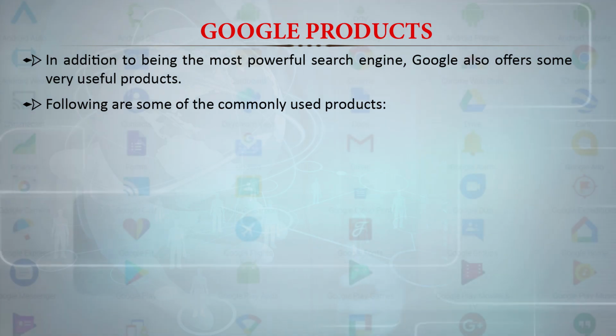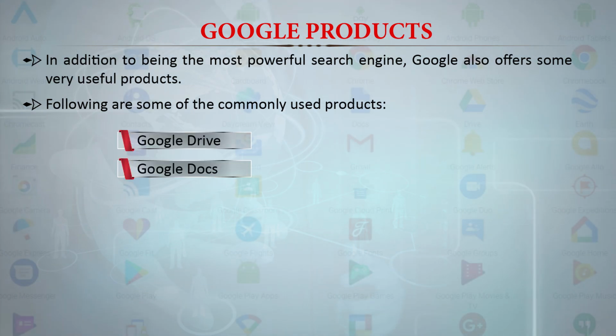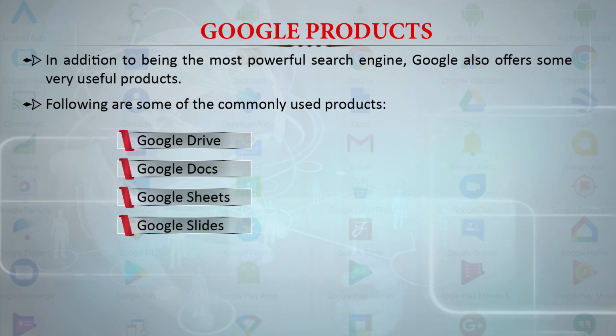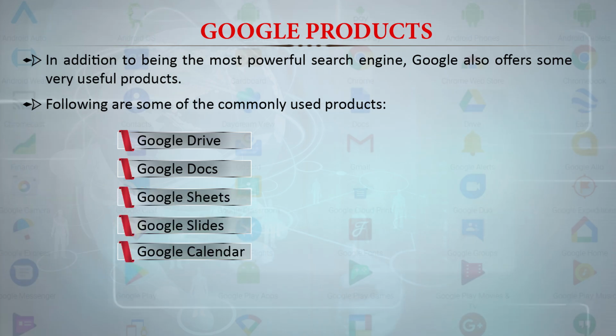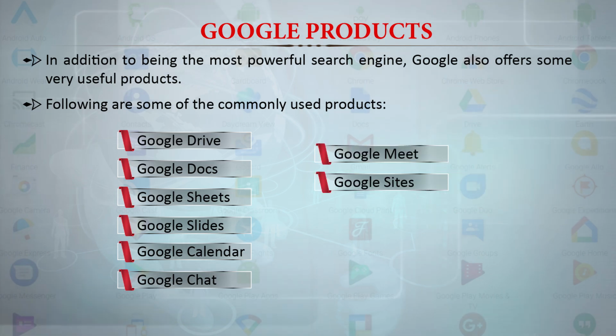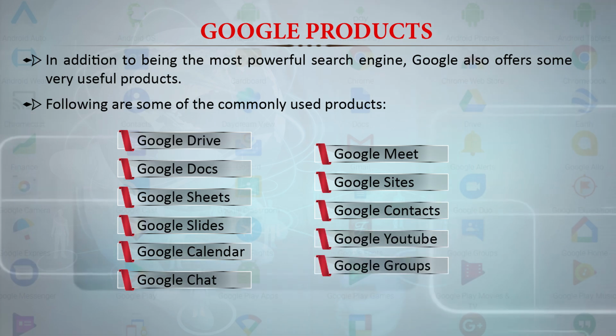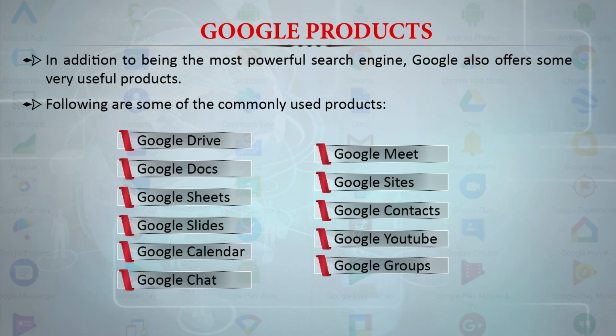Then there are other Google products also. One is Google Drive, Google Docs, Google Sheets, Google Slides, Google Calendar, Google Chart, Google Meet, Google Sites, Google Contacts, Google YouTube and Google Groups. Now, I will briefly explain each of these.